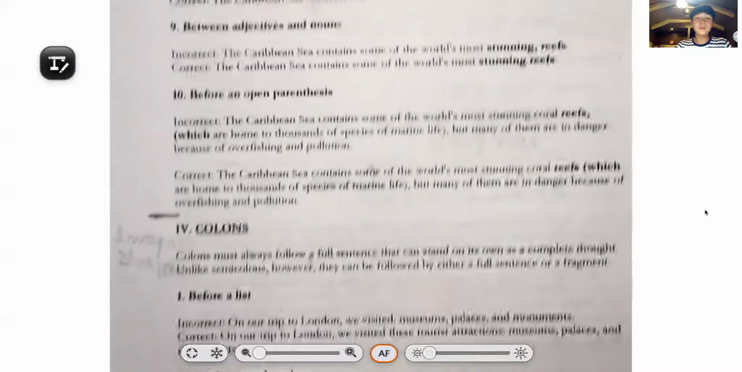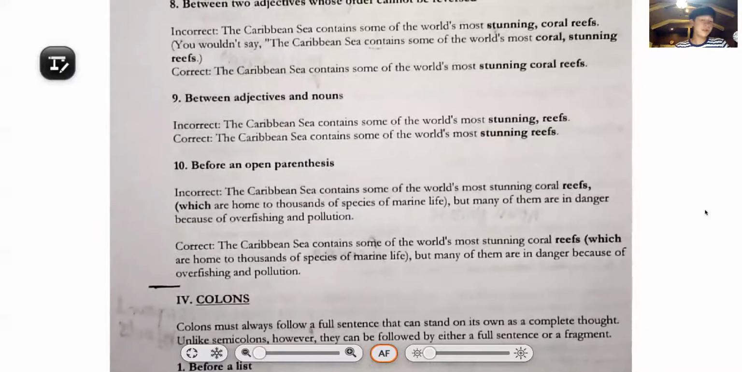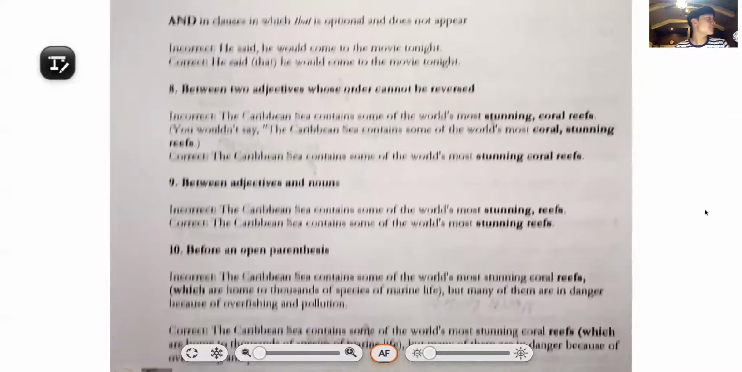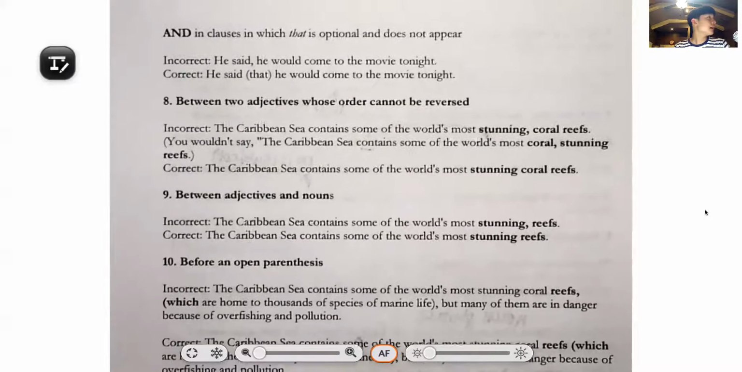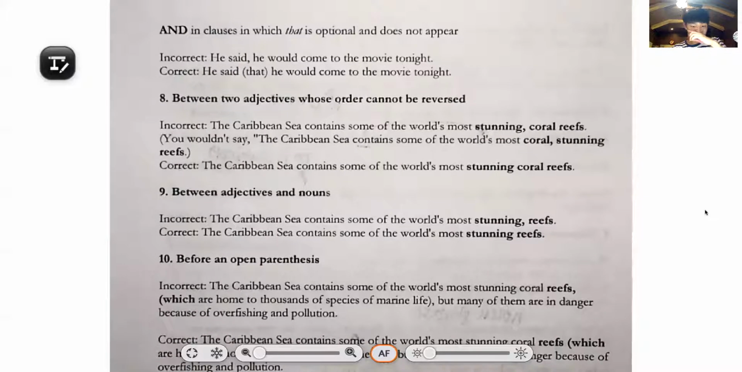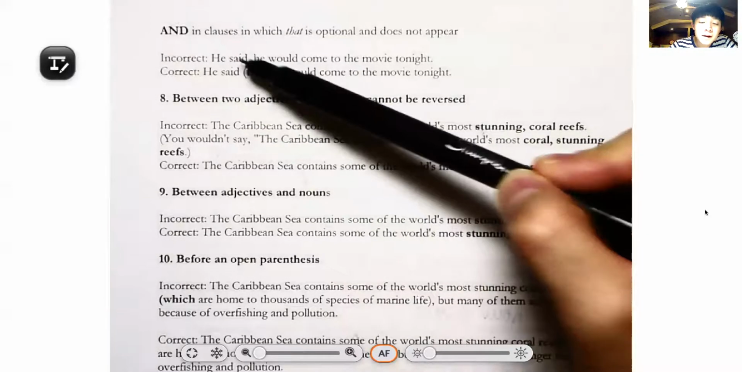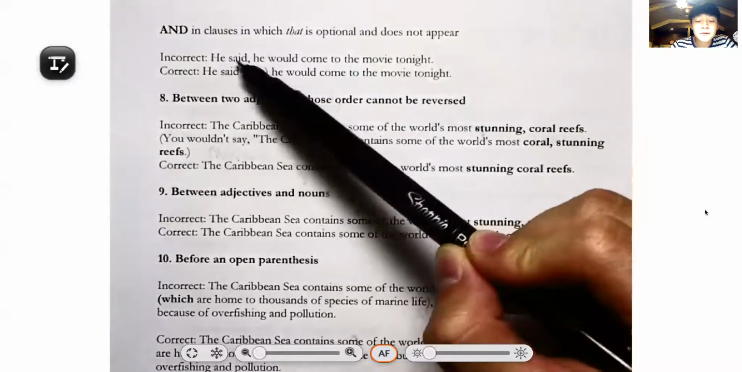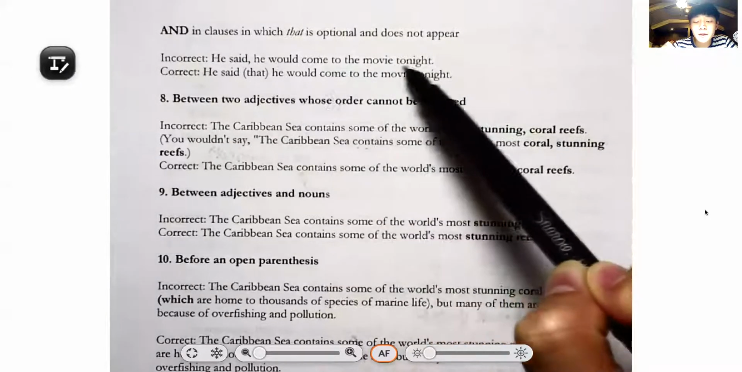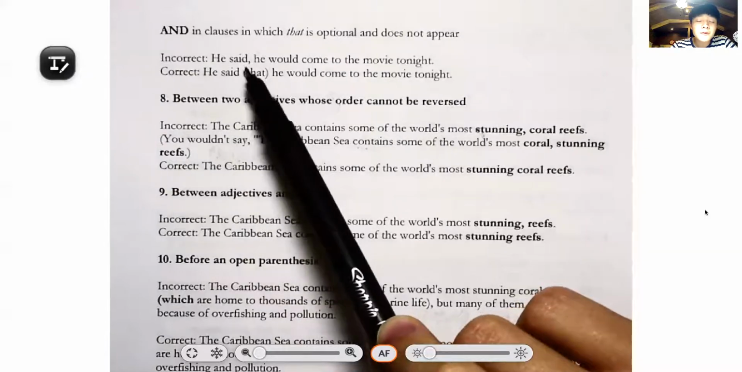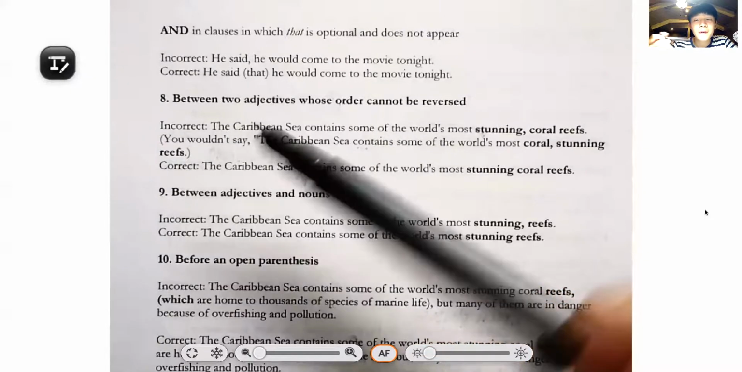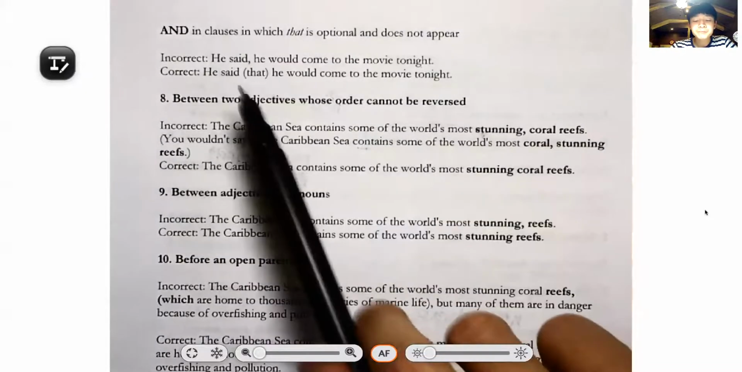And these are really specific principles right here. We're almost done with this video. There's just a little bit. You notice where I marked the line there. We'll start with colons next time. So, you never put a comma in clauses where that is optional and does not appear. So, you'll see here that this is the subject, direct object, and of course, verb and direct object. That's really long, right? So, you never separate a verb from a direct object with a comma either.